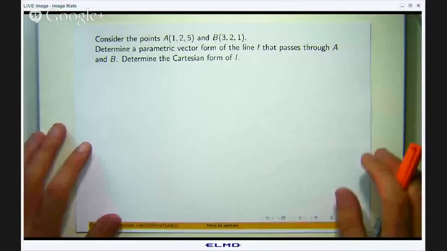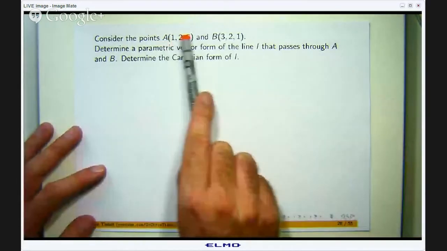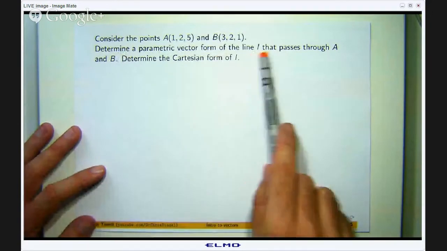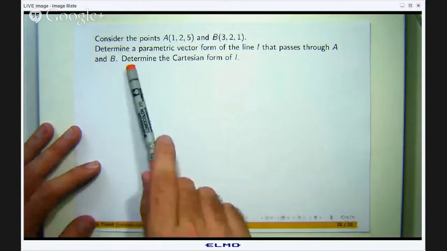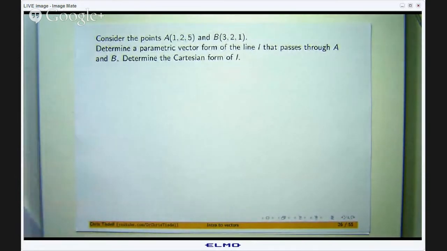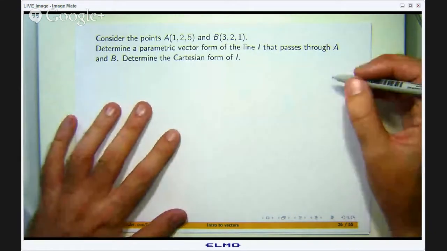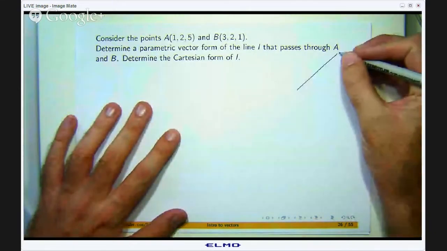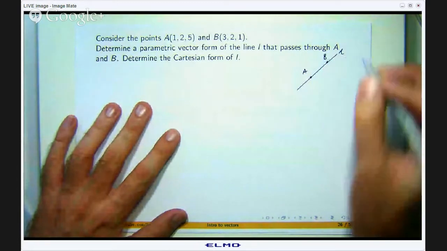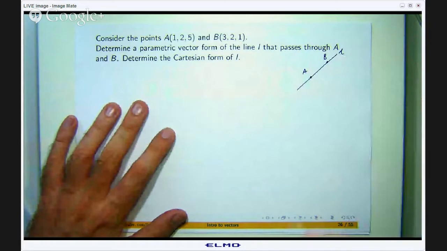Okay, so here is the example we're going to discuss. Consider the points A and B. Determine a parametric vector form of the line L that passes through A and B, and also determine the Cartesian form of L. Let me just draw a little picture to give you a sense of what's going on. We've got a line L, and we know 2 points on the line. Let's just draw the origin in down here.